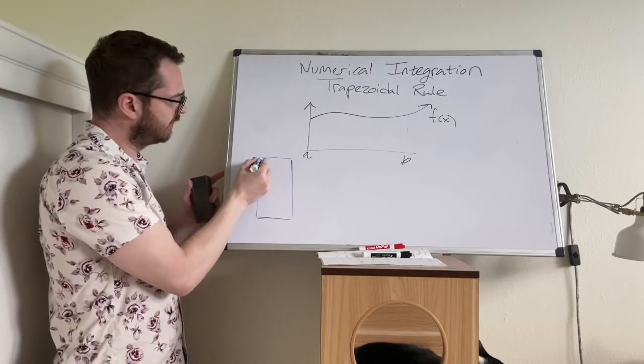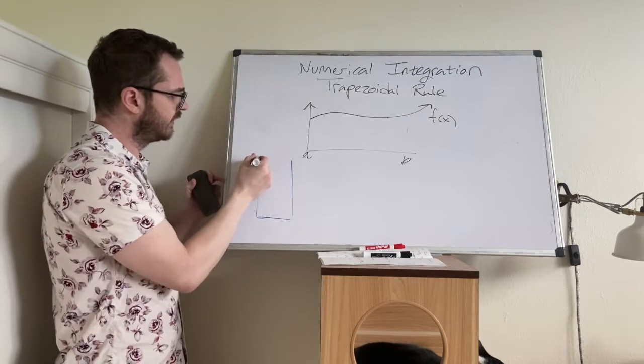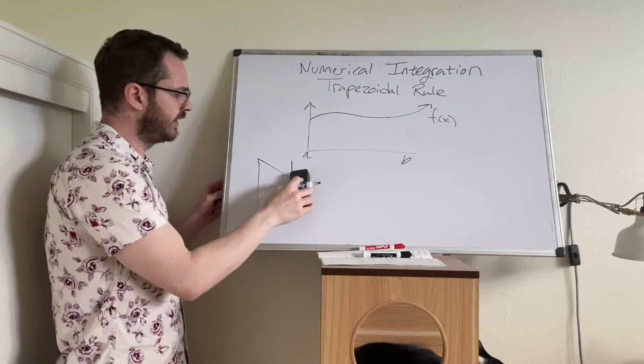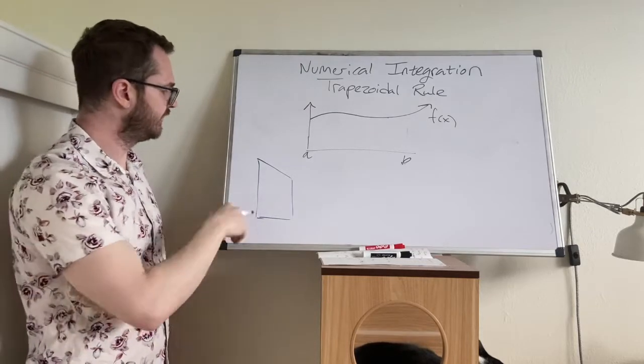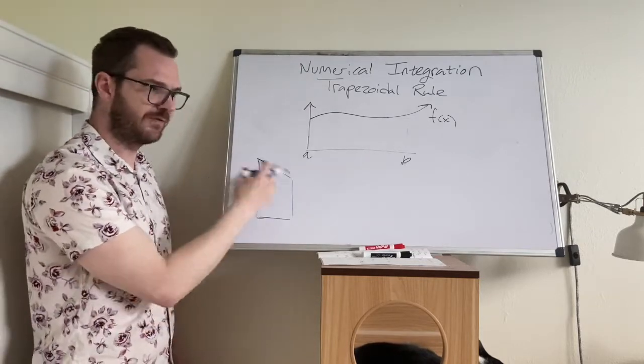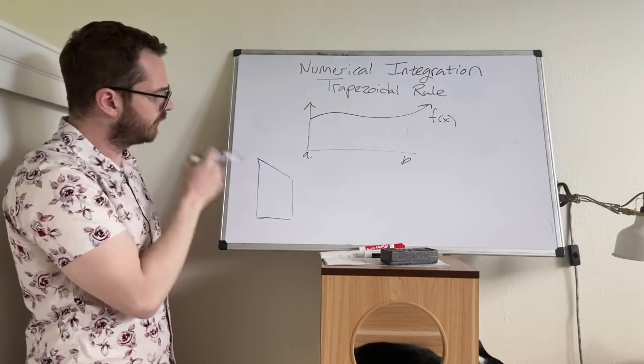I can make a trapezoid if instead of letting the top and bottom be parallel, I cut one of these sides off at an angle. Okay, so there's a trapezoid. It's still a quadrilateral, still a four-sided closed polygon.